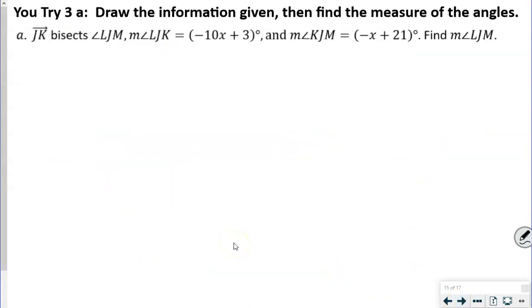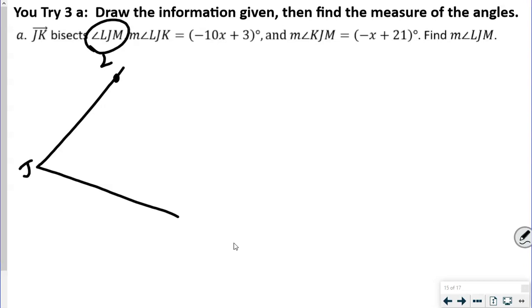So now this last one we're going to draw, okay? It says, you try 3A, draw the information, then find the measure of the angle. So we're going to draw. It's saying JK bisects. So we're going to draw this angle first, angle LJM. So we got L, and we got a J, and we got an M over here. It says that it's being bisected by JK.